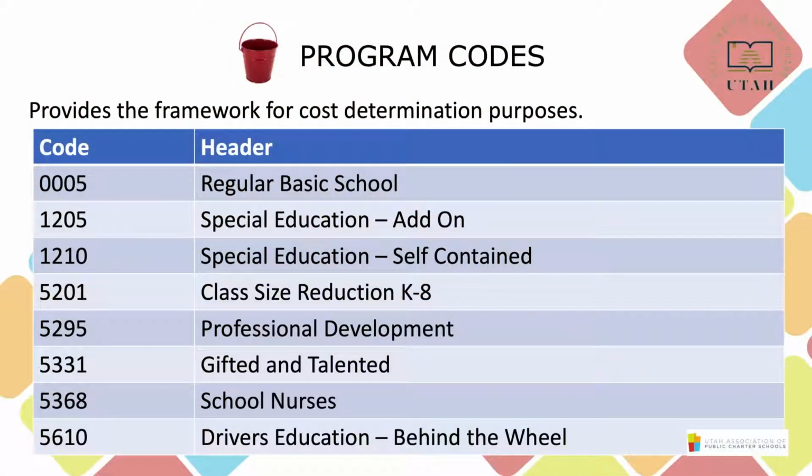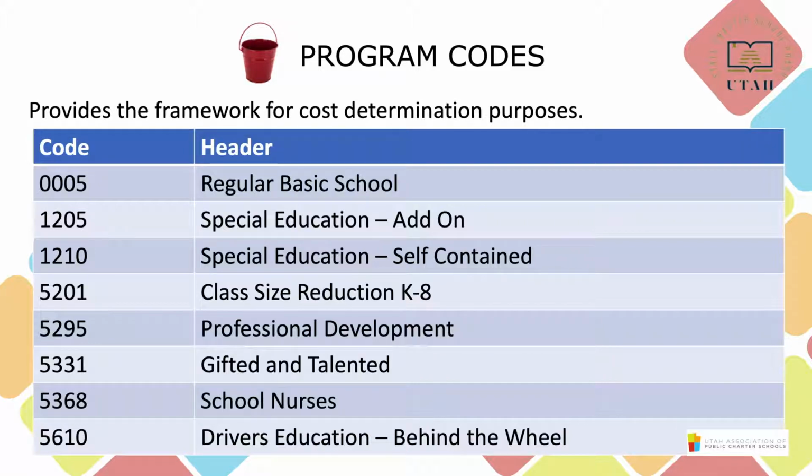Recall that a program is a plan of activities and procedures designed to accomplish a predetermined objective or a set of objectives. The program dimension of accounts provides the framework to classify expenditures for cost determination purposes, or how much is each part of the school costing to operate. So let's look at some program codes. This is just a small sample. And again, the state sets the numbers and descriptions. Everyone should be using the same chart of accounts.